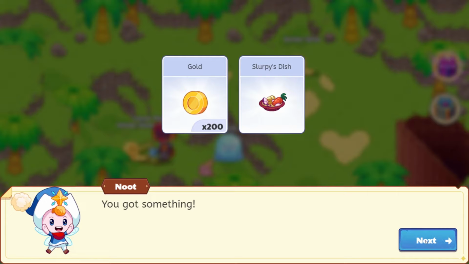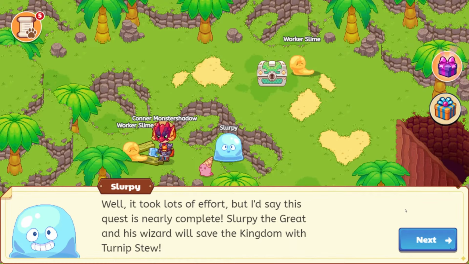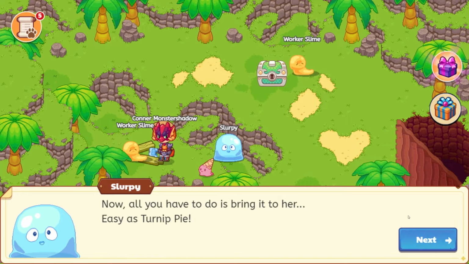Looks pretty good. Well, it took lots of effort, but I'd say this quest is nearly complete. Slurpee the Great and his wizard will save the kingdom with turnip stew. Yay! Now, all you have to do is bring it to her. Easy as turnip pie. It is indeed.